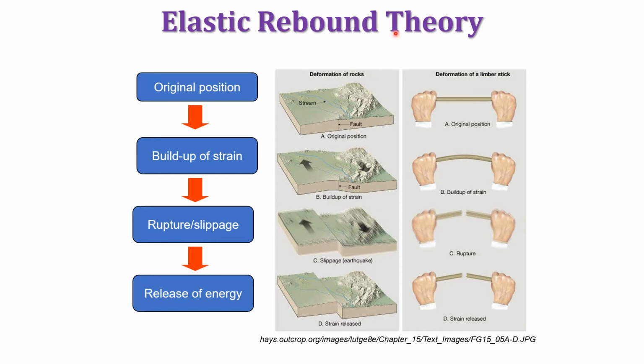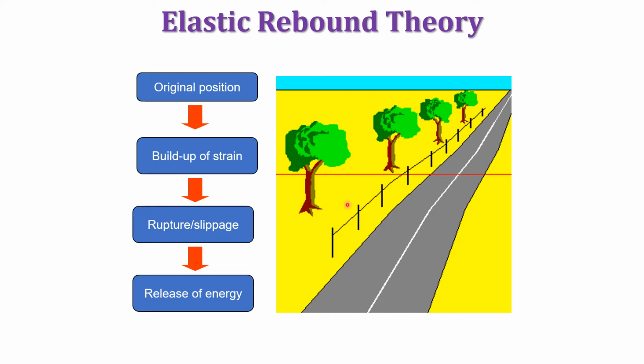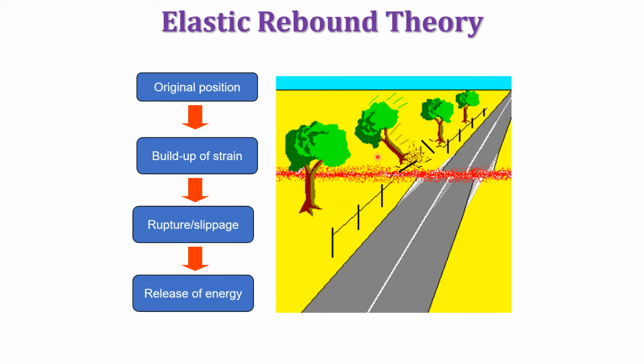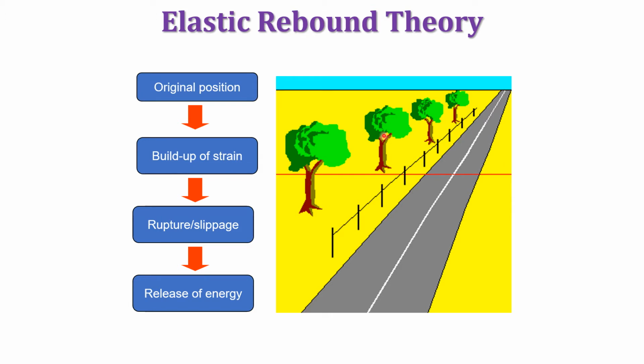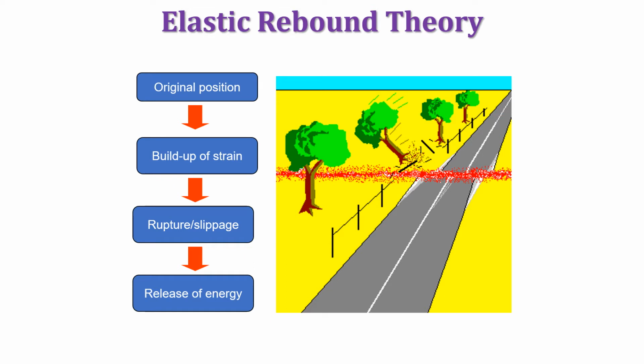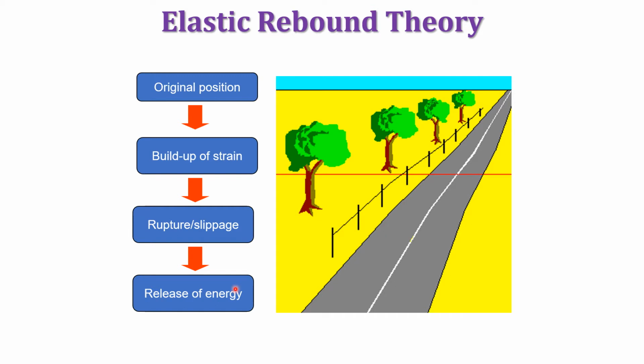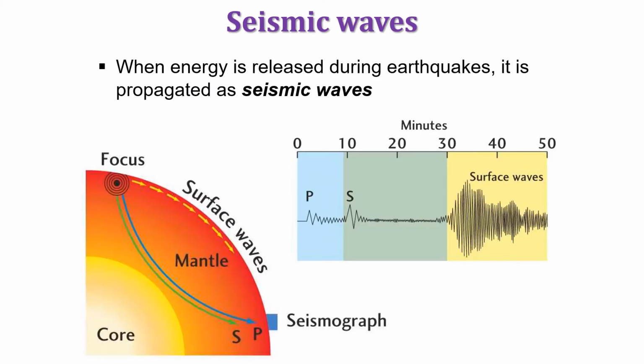So shown here is an animation of the elastic rebound theory. So initially, this is the original position, and then nagbe-build up yung strain slowly, and after quite some time, the ground will rupture, thus causing the release of energy, which will eventually cause earthquakes. So the energy that is released from the ground rupture is in the form of seismic waves. So when energy is released, it is propagated as seismic waves.